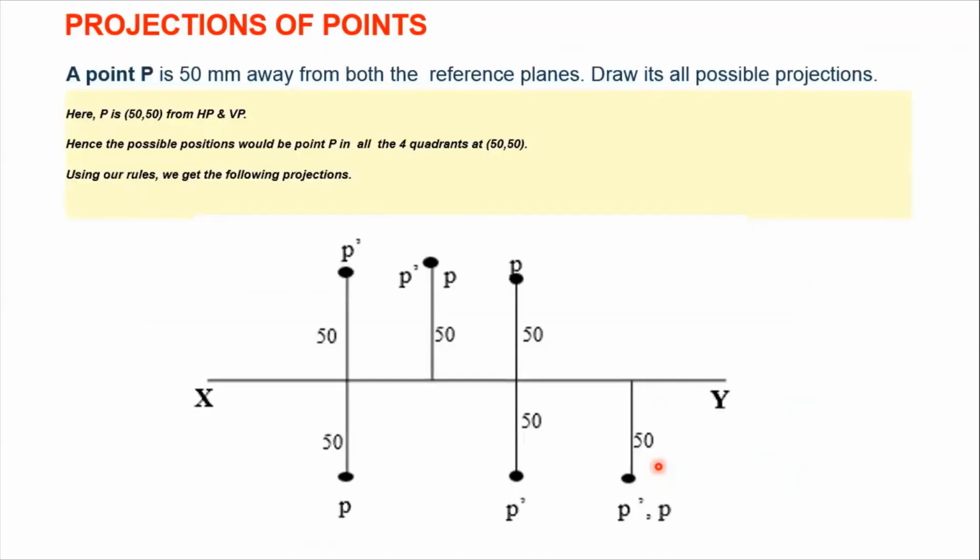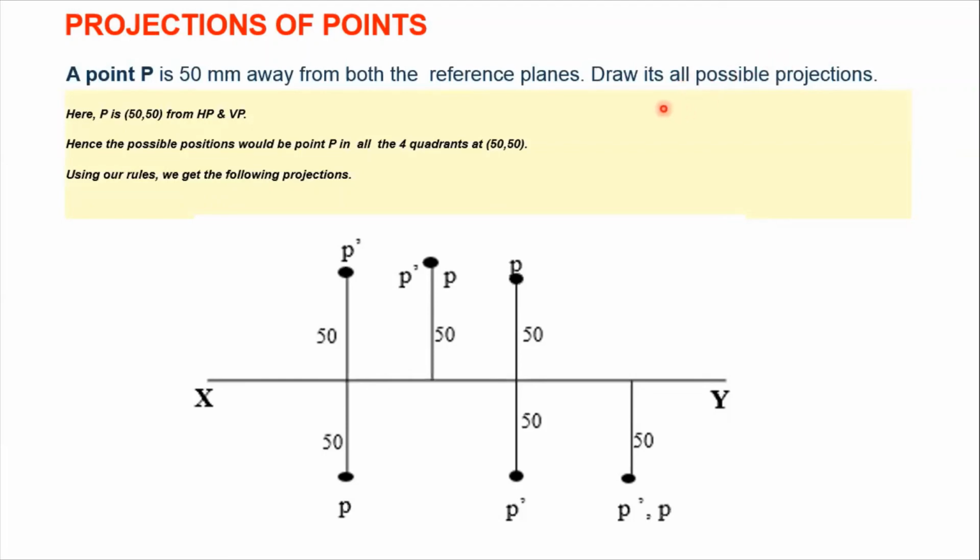Now let us look at one more example. It's a different type of example. So let us look. A point P is 50 mm away from both the reference planes. Here both the reference planes means HP and VP. Draw all its possible projections.